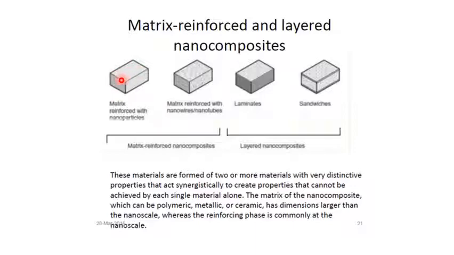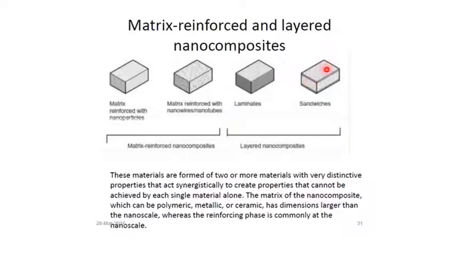The matrix material, which is a 3D material, may be reinforced with nanoparticles. So this is a nanomaterial because it has the characteristics of nanomaterial, but it is 3D. The matrix may be reinforced with nanowires or nanotubes. Laminates in the form of layers may be present. The layers inside the material may be present. So as a whole, the material is 3D, but if we look at each layer, the thickness of each layer will be in nanoscale.